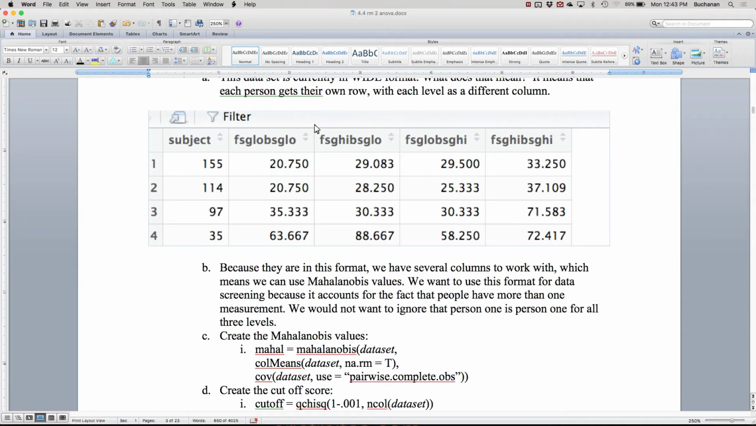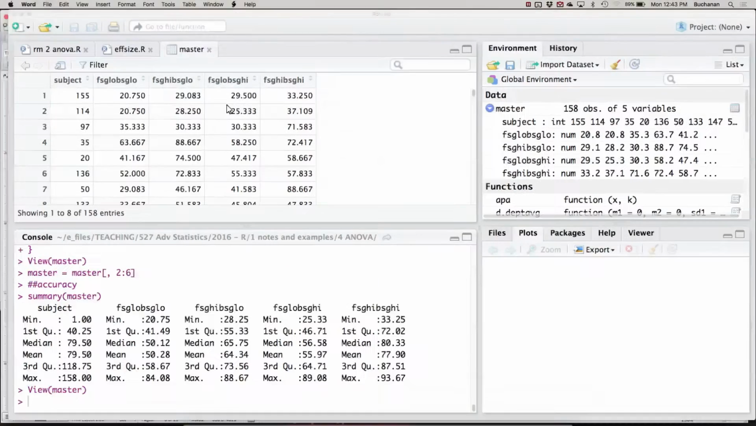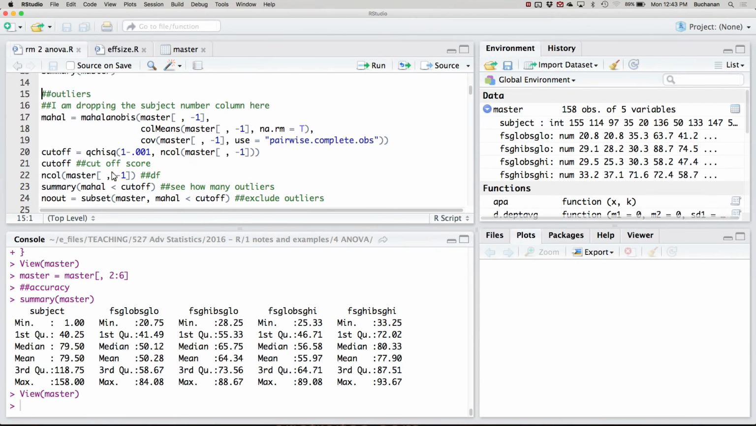They don't have any control over that. So here we are. All I've done here throughout this section is drop the subject number, which is similar to what we did in data screening. We were dropping categorical columns. So just kind of ignoring that right now.